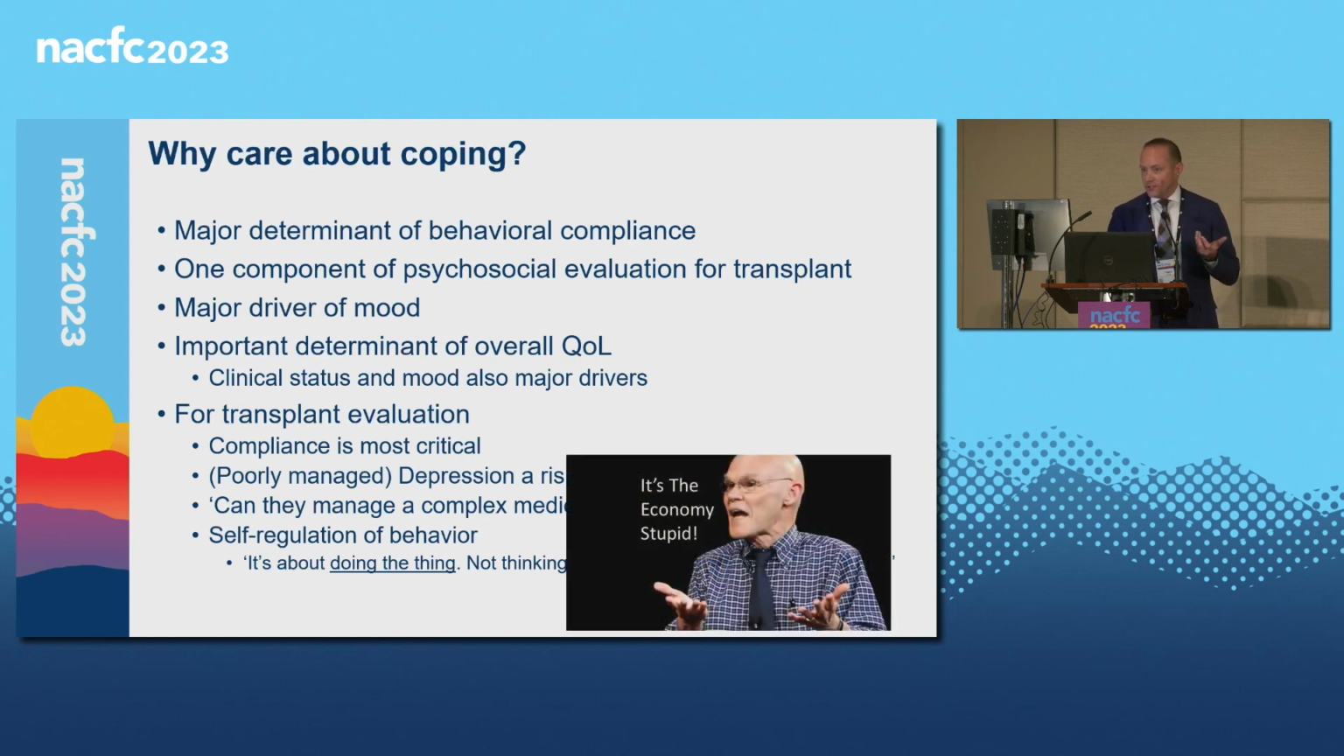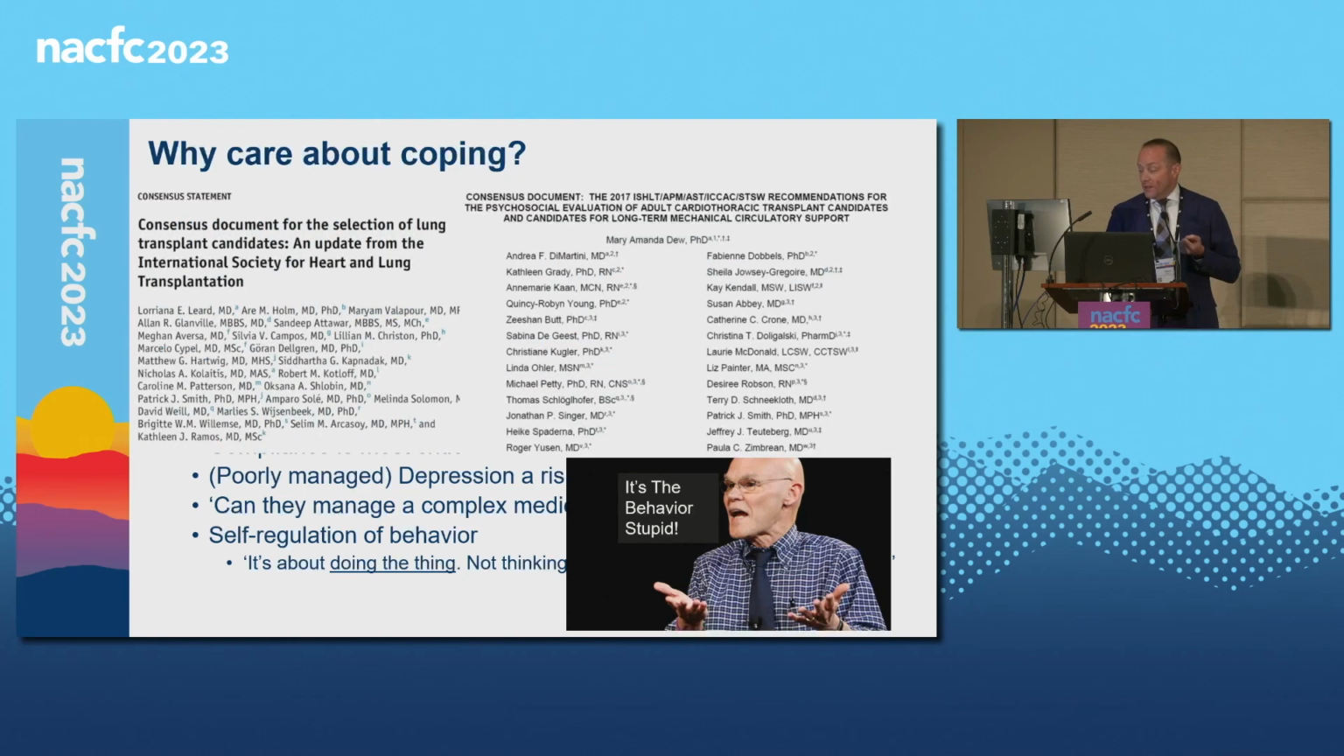I don't know if people know James Carville, the Clinton strategist. I always think about this: it's the economy, stupid. It's the behavior, stupid. Just always think about what's the target behavior and are they doing that thing? And if you look at the consensus guidelines from the past few years, amidst the other stuff that's in there, it always goes back to that. Are people doing the behavioral pieces that they're supposed to be doing?